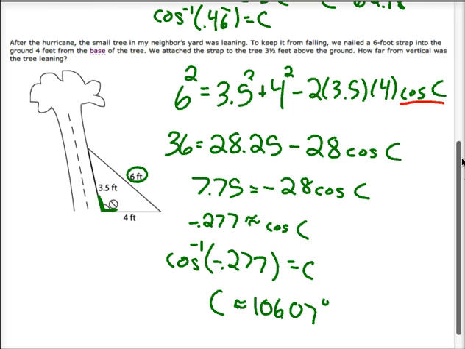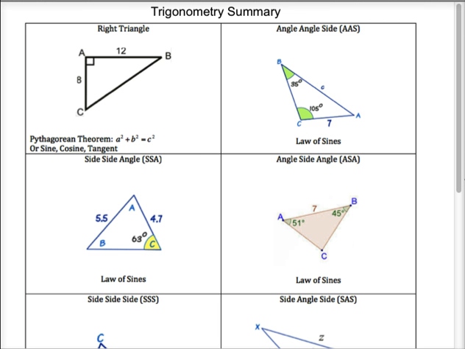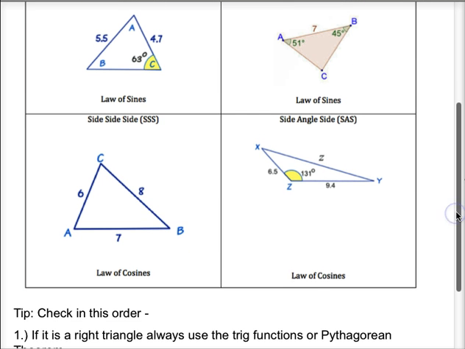All right, so there's a couple examples of how to go about using this. All right, now on the last page, this is a little graphic organizer. So it categorizes any triangle and how you would solve it. So you have a right triangle. All you have to use is Pythagorean theorem or sine, cosine, and tangent. If you have angle, angle, side, side, side, angle, or angle, side, angle, whenever you can make that angle, side pair, you use the law of sines. The bottom two, side, side, side, and side, angle, side, that shows you when to use law of cosines.